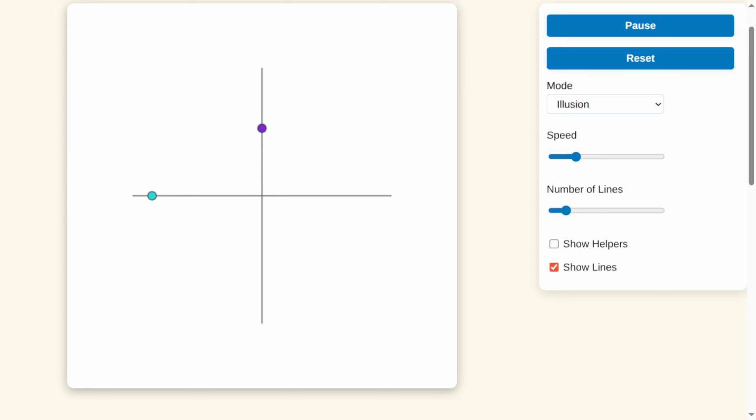So are they moving in a circular pattern or in a straight line? The dots are still moving in straight lines. The purple dot is moving upwards along the vertical line, and the teal dot is moving towards the left along the horizontal line. Okay, so I removed the lines.